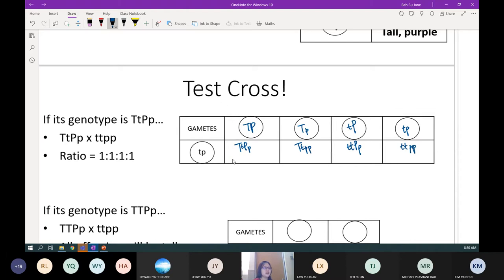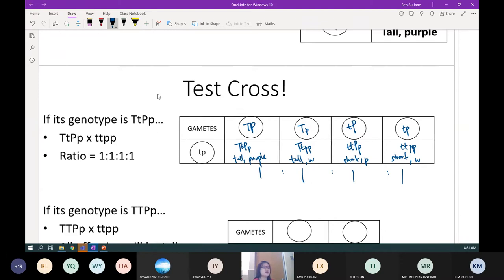Let's also write down the phenotype. So this one is tall and purple. This is tall and white flowers. This is short, but purple flowers. And this is short and white flowers. Yeah, just write them down. So the ratio you should expect is 1:1:1:1, and there are four different phenotypes here that you expect. So you expect to have all the phenotypes in a 1 to 1 to 1 to 1 ratio.